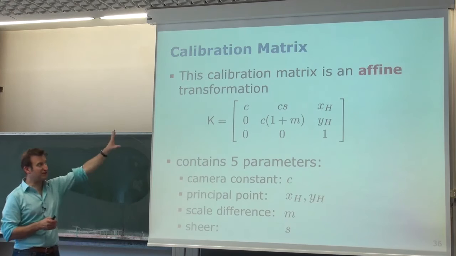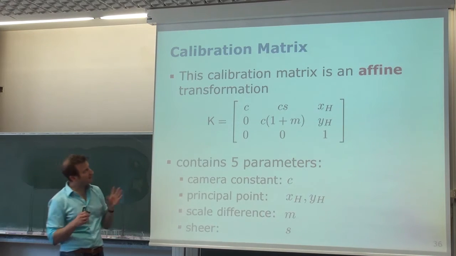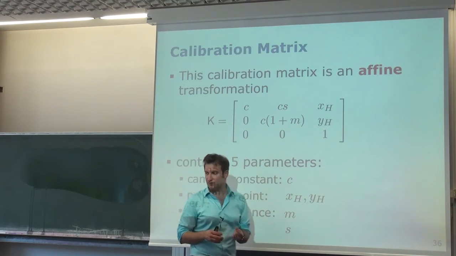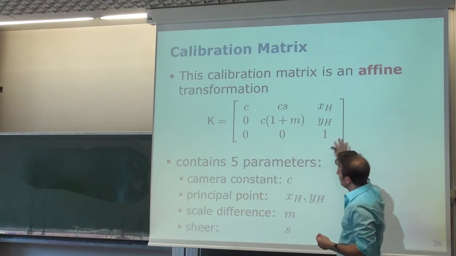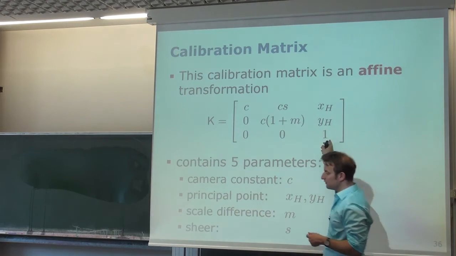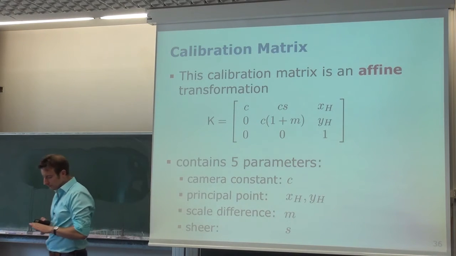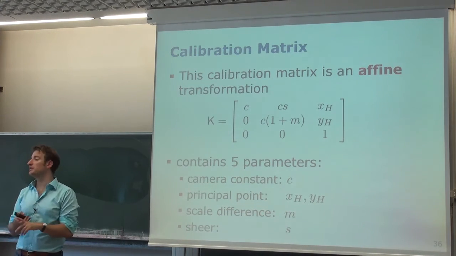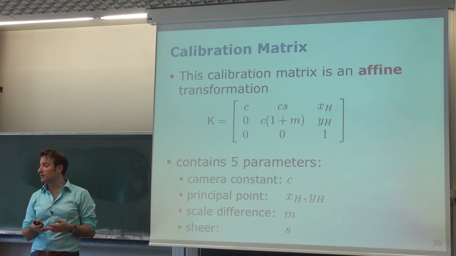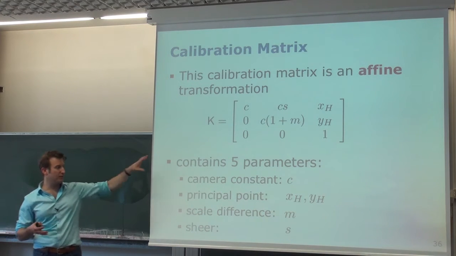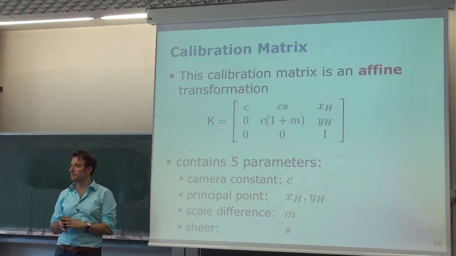And therefore it gets an extra slide. This calibration matrix is an affine transformation, and therefore the camera following this calibration matrix, having no nonlinear errors, is called the affine camera. And again, we have our 5 parameters over here.